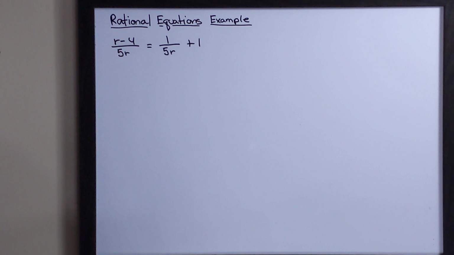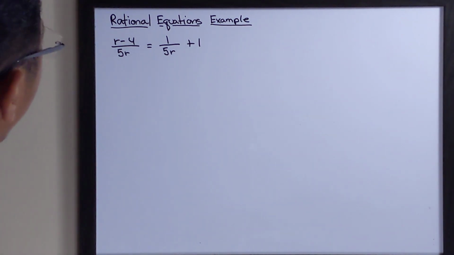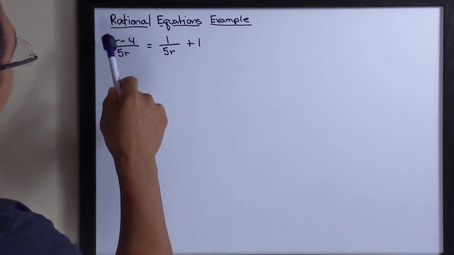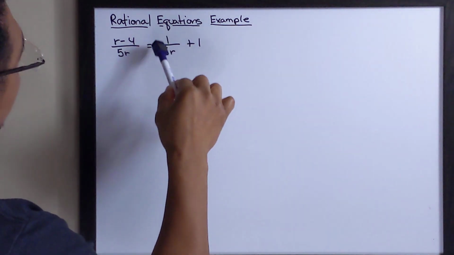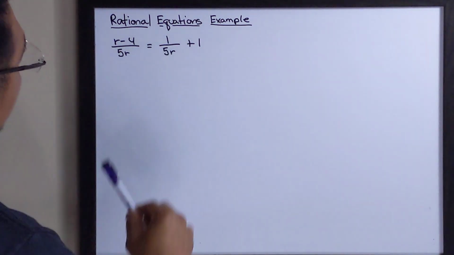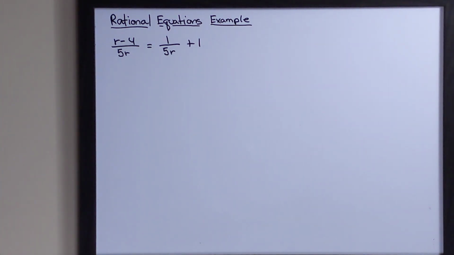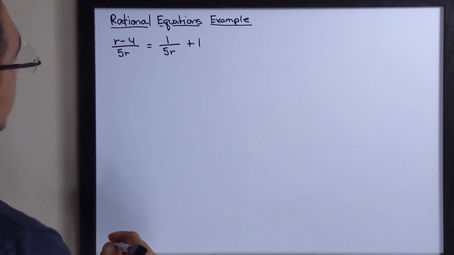Whenever I'm trying to solve a rational equation, my goal is always to have one fraction, a single denominator on this side, and one fraction with a single denominator on the other side of the equation. So, let's go ahead and solve this problem.